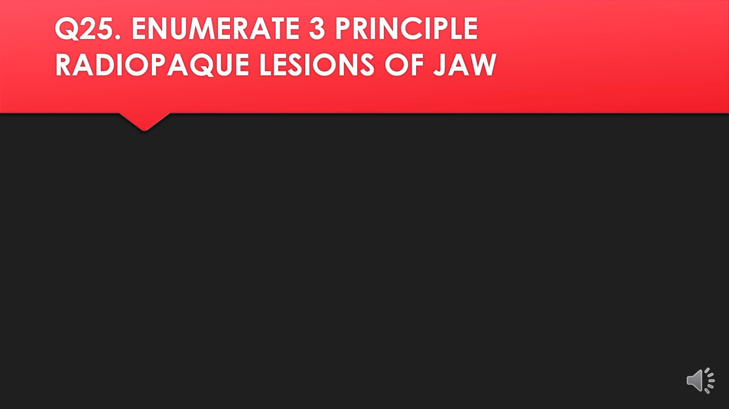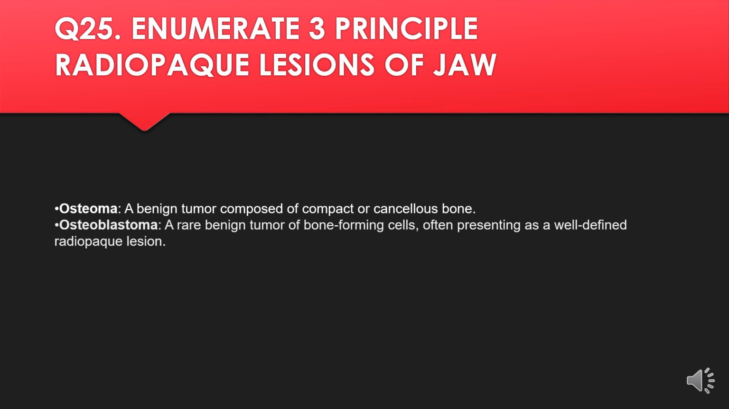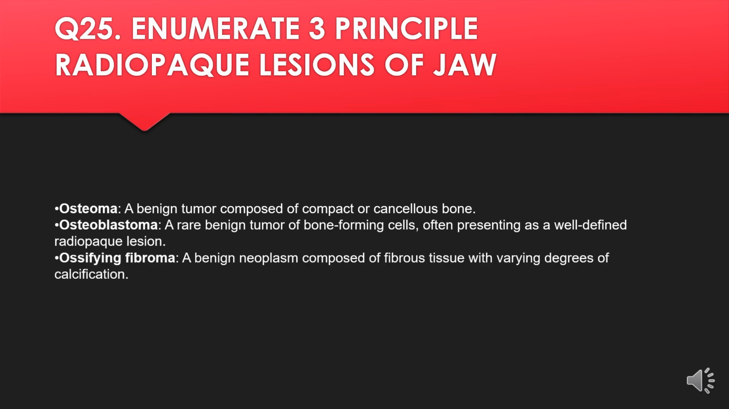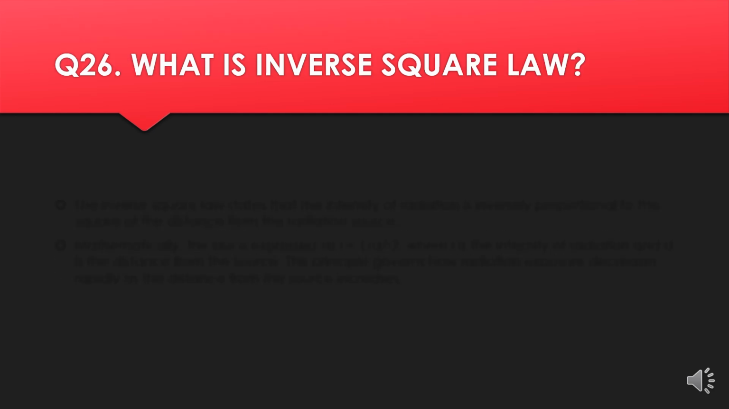Enumerate three principal radiopaque lesions of jaw. First is osteoma, then osteoblastoma, and ossifying fibroma.